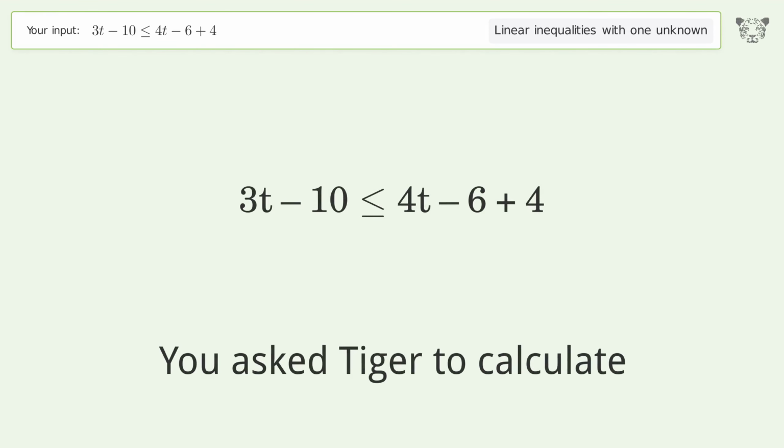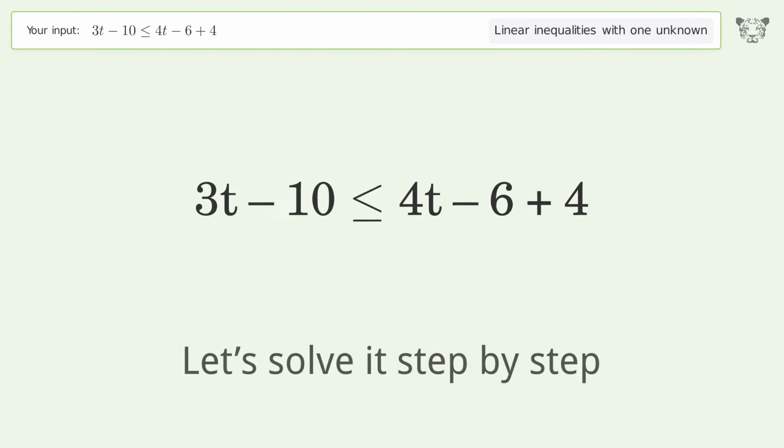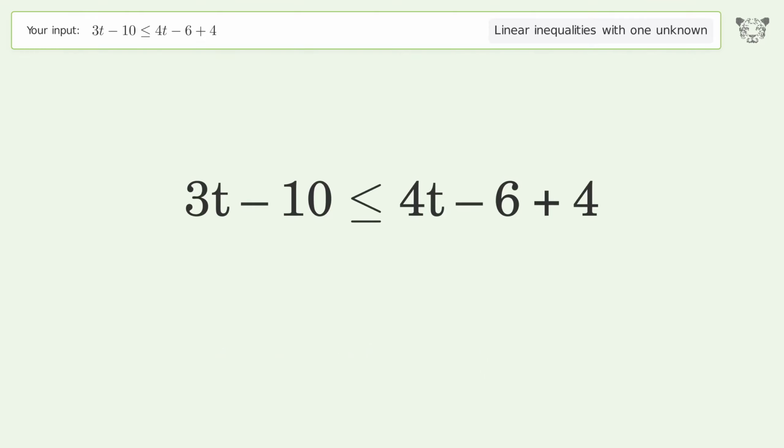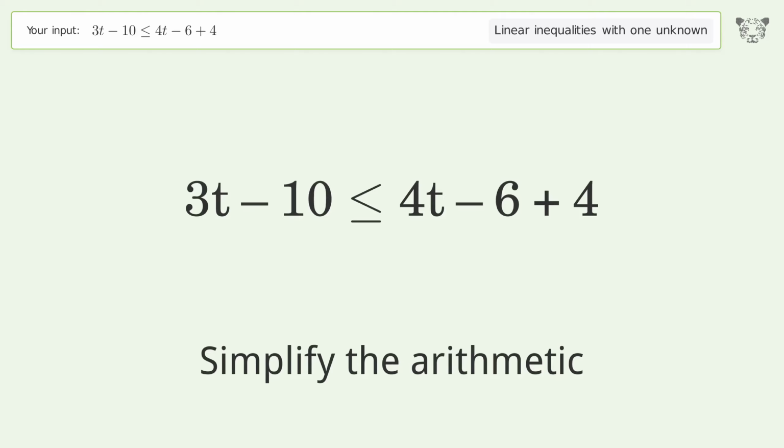You ask Tiger to calculate. This deals with linear inequalities with one unknown. The final result is t equal or greater than -8. Let's solve it step by step. Simplify the expression. Simplify the arithmetic.